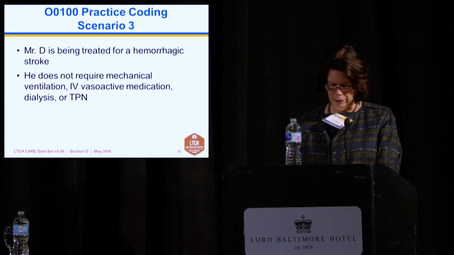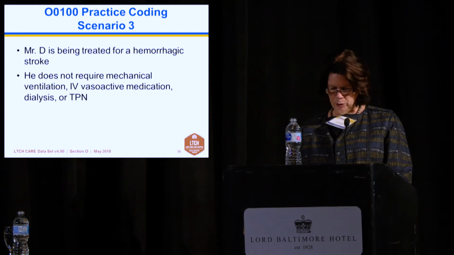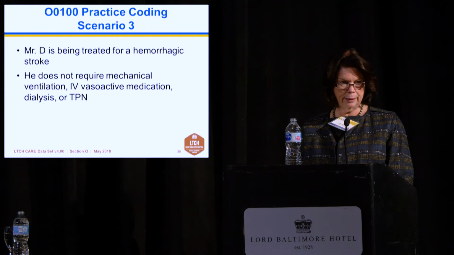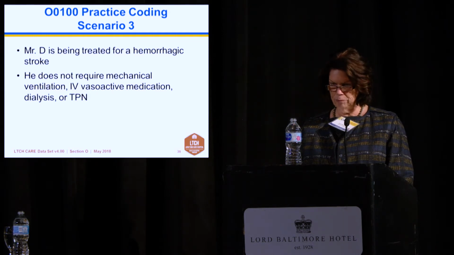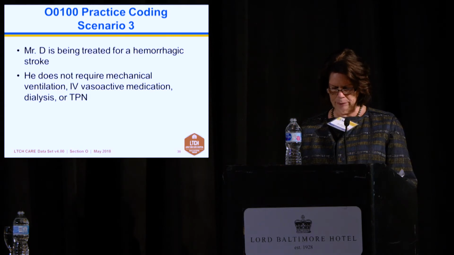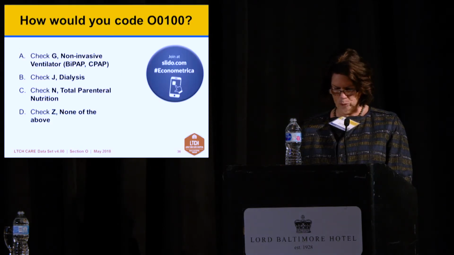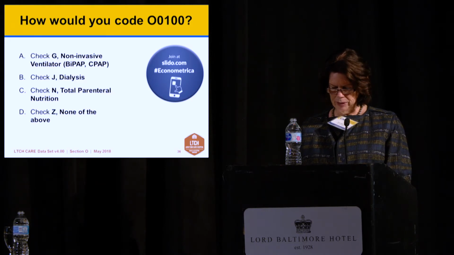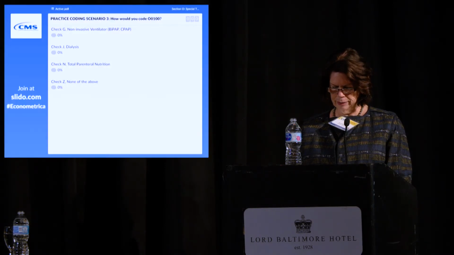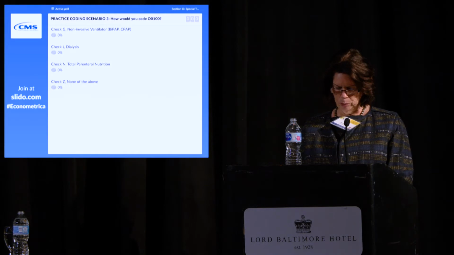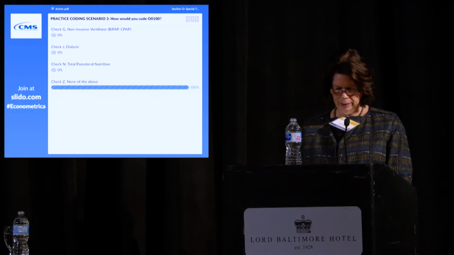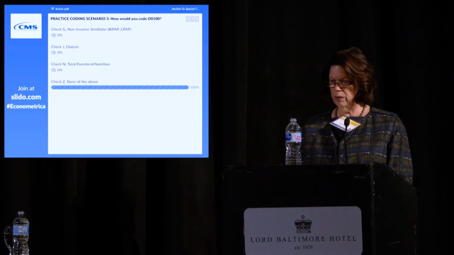In the next scenario, Mr. D is being treated for hemorrhagic stroke. He does not require mechanical ventilation, IV vasoactive medications, dialysis, or TPN. So how would you code this data element? Would it be A, non-invasive ventilator, B, dialysis, C, total parenteral nutrition, or D, check Z, none of the above?